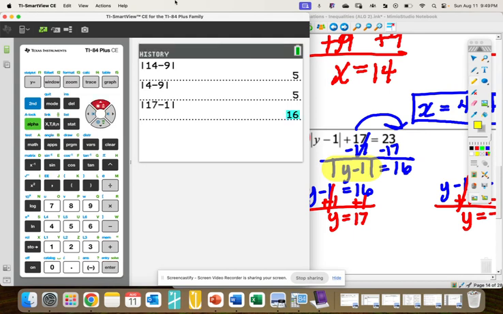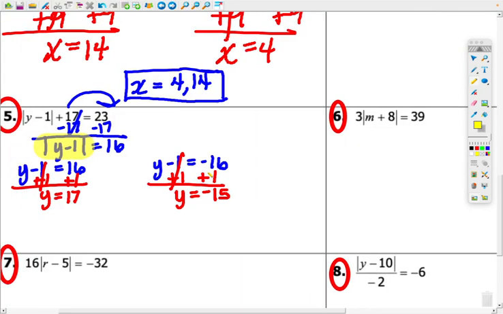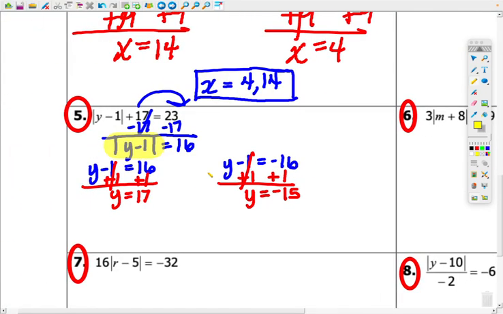And now I want to get this again. And it's going to be, what was the other one? Negative 15. So I've got negative 15 minus 1. And it also works. This tells me that both of my solutions work. Neither one of them is extraneous. I'm going to write them down. My y equals 17 and negative 15, and the order that I write them down does not matter.